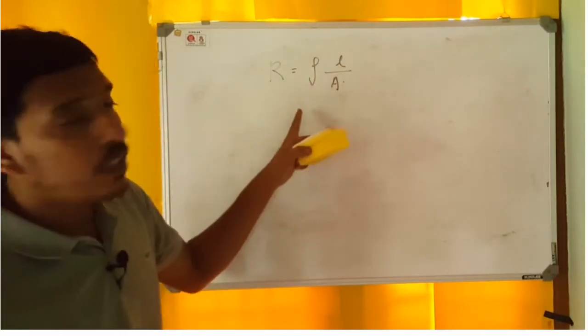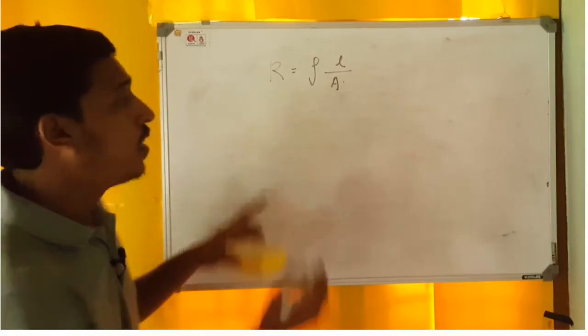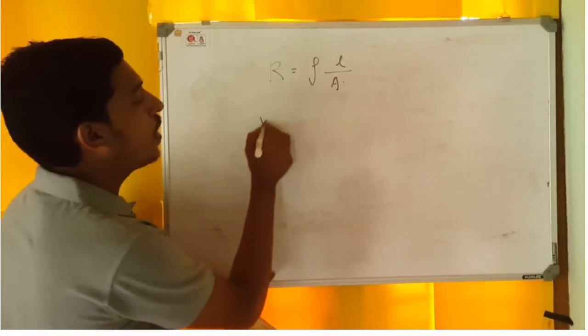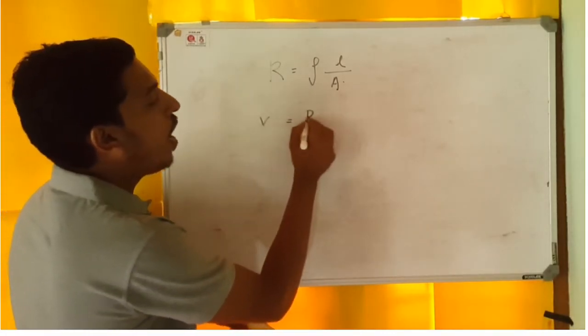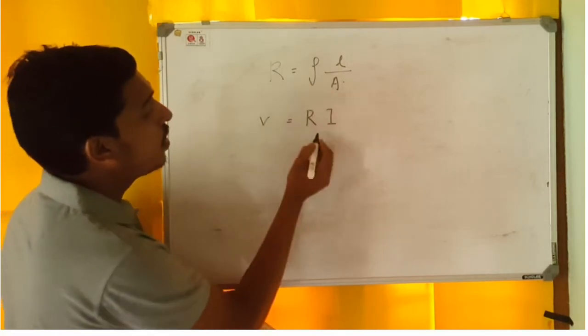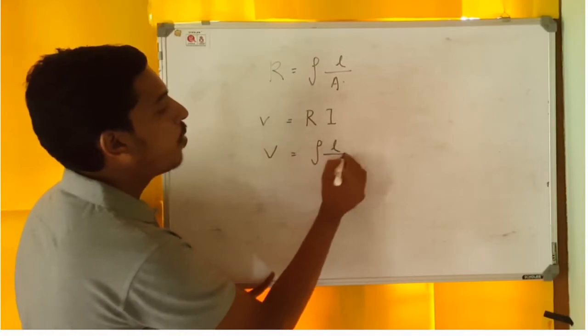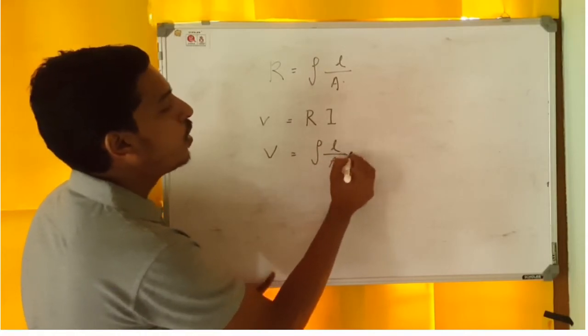Now we have R is equal to rho into L by A. When we substitute this into the expression of Ohm's law, what will we get? As per Ohm's law, we have V is equal to R into I. That means when we substitute the value of R in Ohm's law, we will get V is equal to rho into L by A into I.